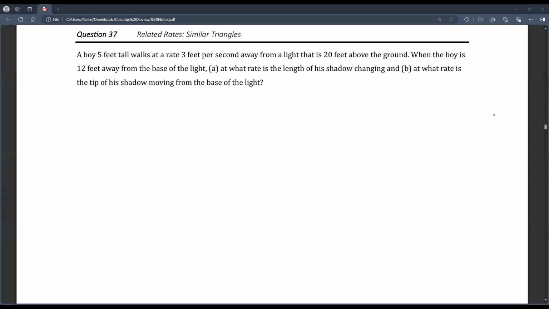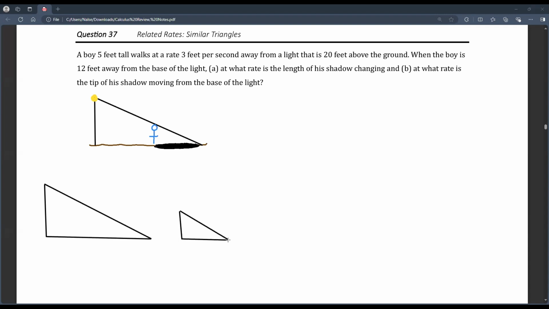Question 37 is a related rates problem that can be answered by working with similar triangles. The problem involves a boy walking away from a lamppost. As the boy walks further away from the lamppost, his shadow changes in length. One of the similar triangles includes the lamppost, and the second includes the boy. It will be helpful to completely separate these triangles before filling in any known or unknown information.